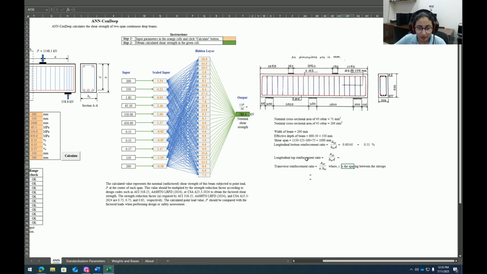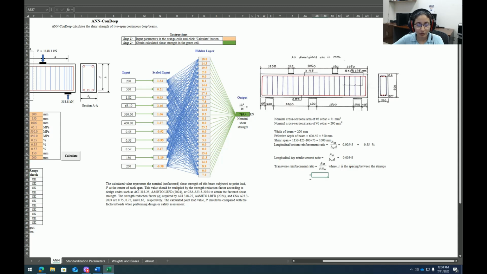And for the longitudinal top reinforcement, we use the same method. Here I have used the same number 5 bars at the top and the bottom, with the same numbers and same size, number 5 rebars, both at the top and bottom. So the longitudinal reinforcement ratio would be the same. 3 times 200 divided by the width, which is 200, times effective depth, which is 600 minus 50, so it would be 550. It's the same value, 0.00545, which would give us 0.55 percent.